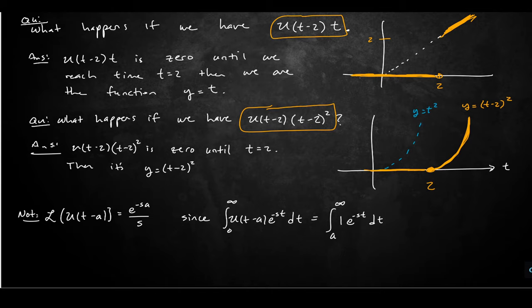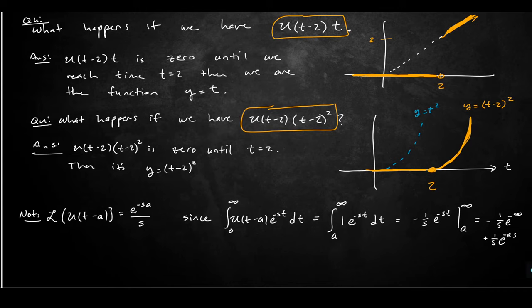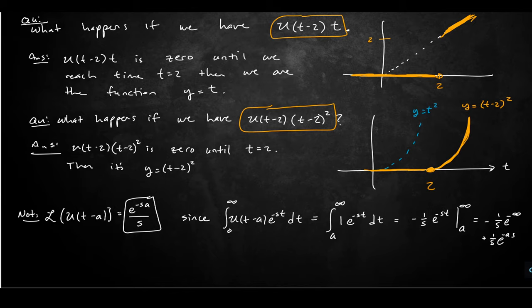So then we go over to t equals a and integrate from a to infinity, because from 0 to a, the unit step function is 0. And this becomes negative 1 over s e to the negative st from a to infinity, which is going to be negative 1 over s e to the negative infinity plus 1 over s e to the negative as. So that's how we get this Laplace transform right here. And we're going to use that more or less to introduce the next translation theorem.